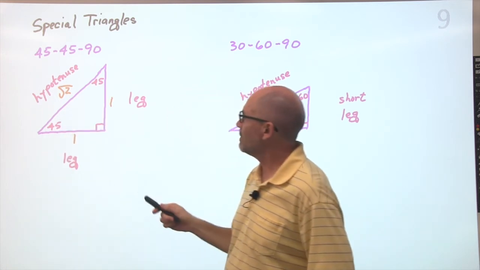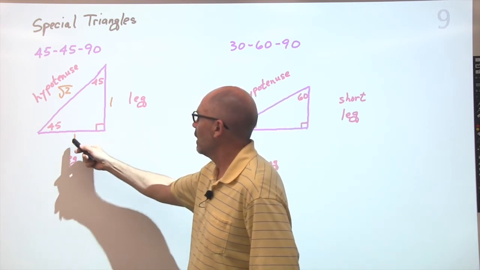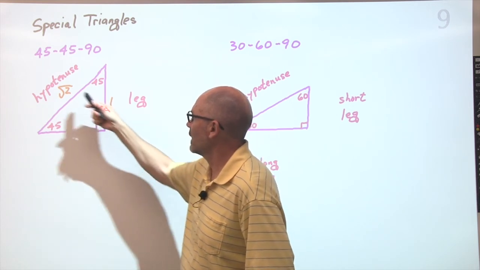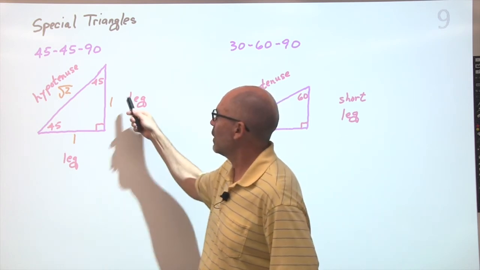Now, this doesn't mean every 45, 45, 90 right triangle has one leg that is 1, the other leg is 1, the hypotenuse is square root of 2. But their ratios are 1 to 1 to square root of 2.